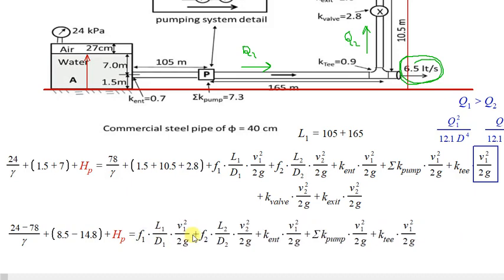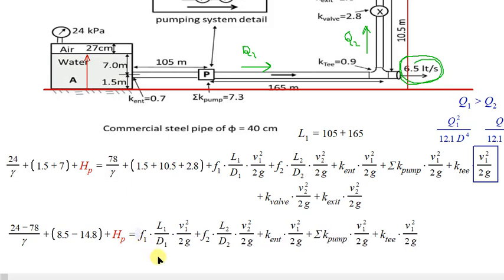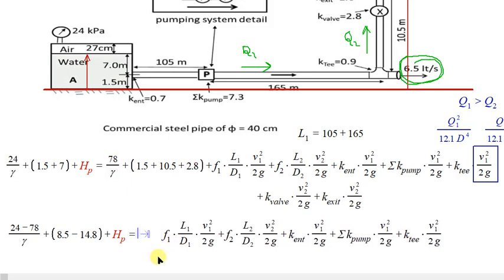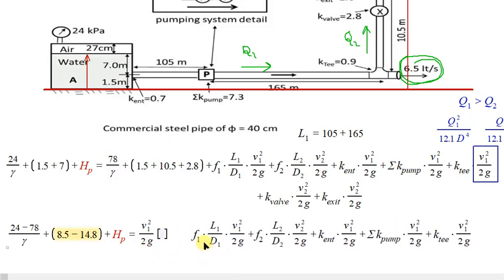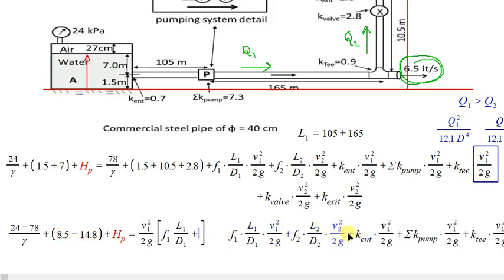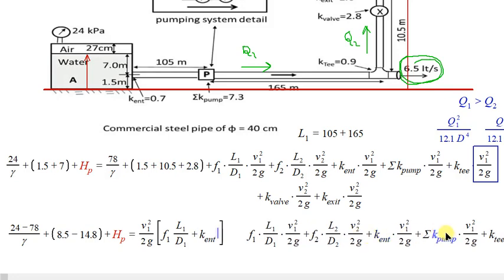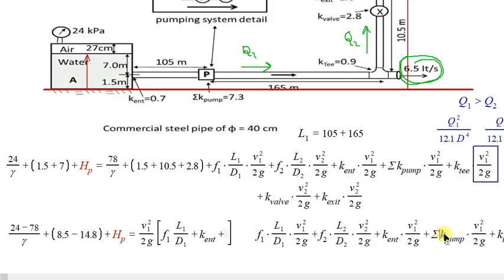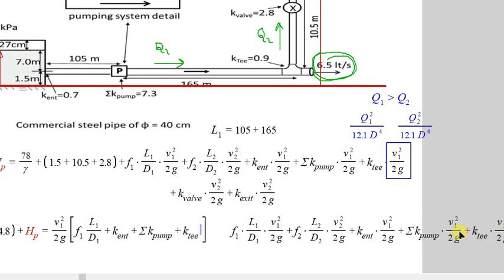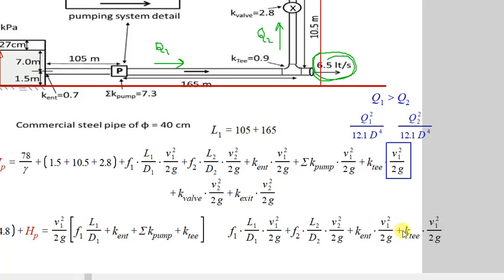Yes. So firstly let's put a spacing here. Okay, F1 firstly, not F1, sorry. Velocity 1 squared multiplied by, we have F1 L1 over D1 plus, where is the other one? K entrance. Where is the other one? Summation K pump. Where is the other one? Summation KT. Yes, so this one is done: the pump, the T, K entrance, and this one also.